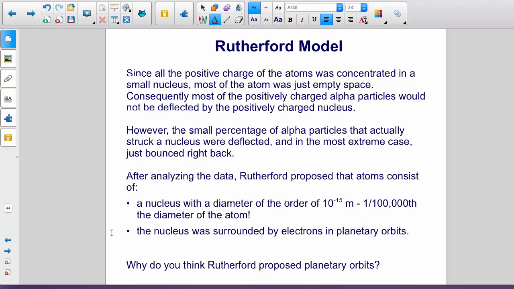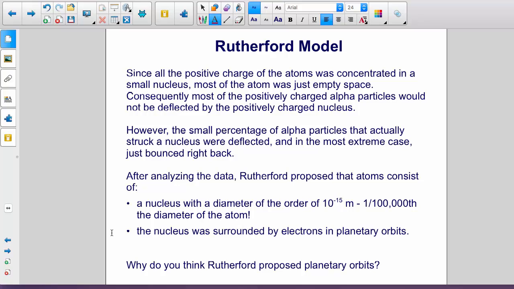Since the results of Rutherford's experiments showed that all the positive charge of the atoms was concentrated in a small region, the nucleus, most of the atom was just empty space. Consequently, most of the positively charged alpha particles would not be deflected by the positively charged nuclei. However, the small percentage of alpha particles that actually did strike a nucleus were deflected, and in the most extreme case, they bounced straight back at the source.